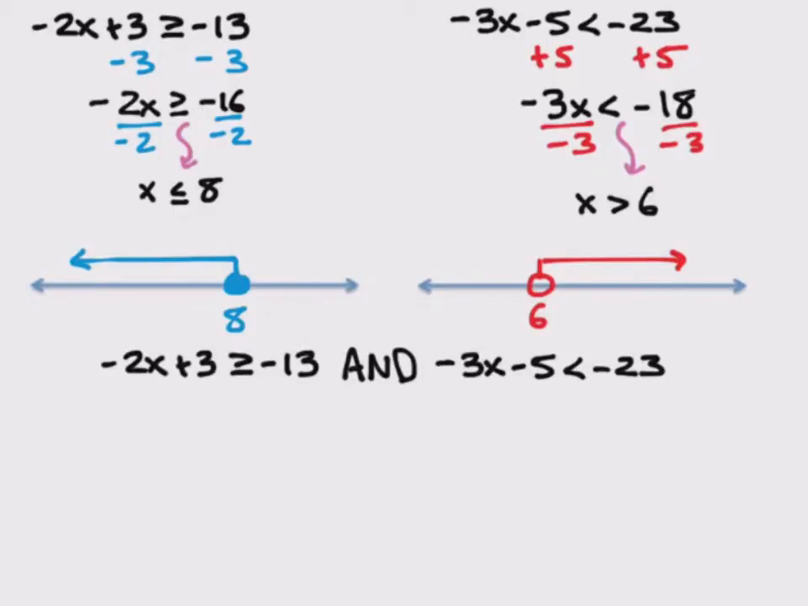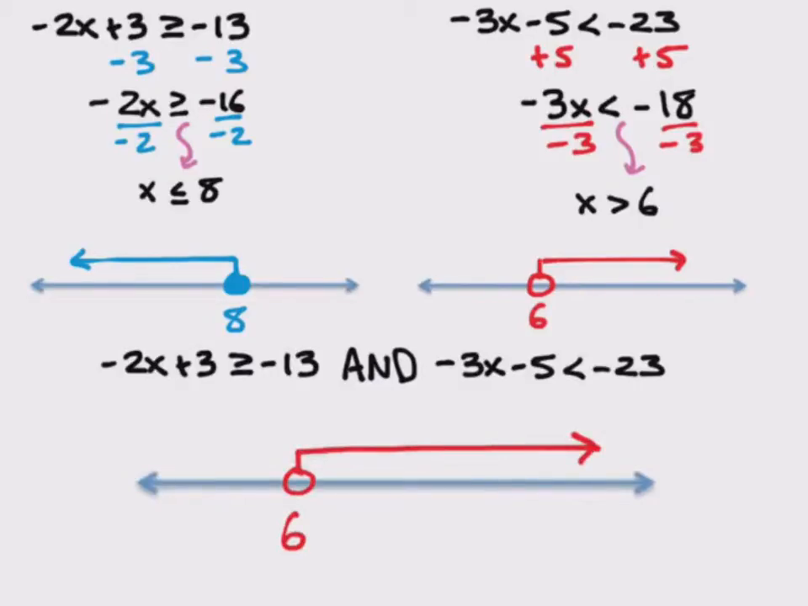same time. For example, negative 2x plus 3 is greater than or equal to negative 13, and negative 3x minus 5 is less than negative 23. And in this case, we were looking for numbers that made both of these statements true at the same time. And we did this by graphing each of them individually on the same number line and seeing which numbers were shaded twice. Those numbers would represent solutions to both of the individual inequalities and thus the compound inequality.